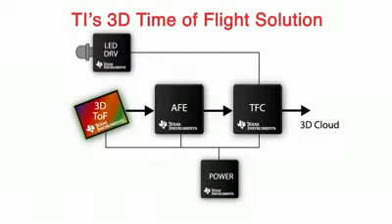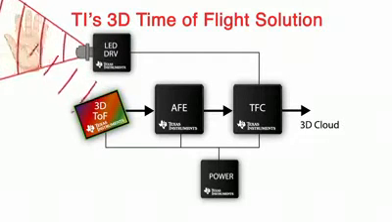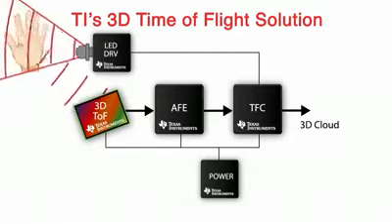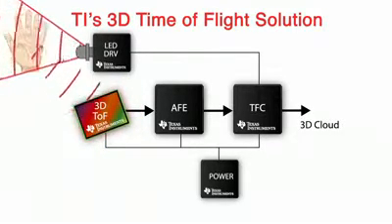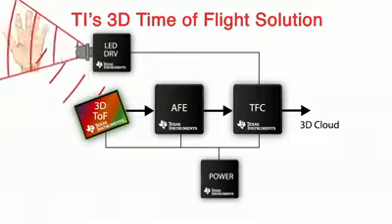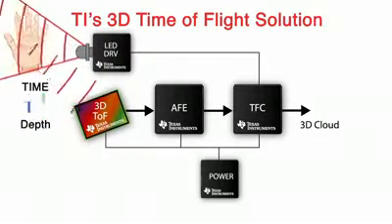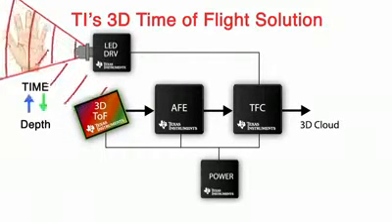The 3D gesture solution from Texas Instruments starts with an LED or laser driver, which drives an infrared LED or laser, which emits energy, which is reflected off the object that you are trying to measure or trying to track. That energy is then received by the 3D time-of-flight pixel, depth sense pixel technology sensor, which interprets the time it took for the infrared energy to travel to the object and back and converts that to a depth or a distance.